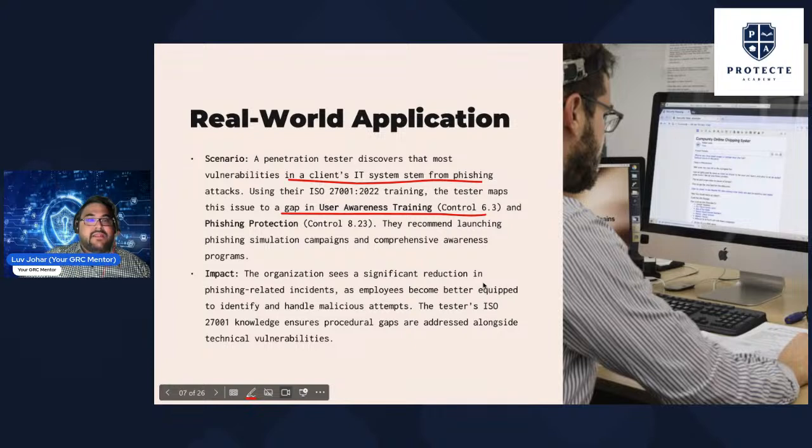So he identifies the controls which are recommended, and he recommends the launching of phishing simulation campaigns, and accordingly the organization sees a significant reduction. So this is how it will help you as an organization.